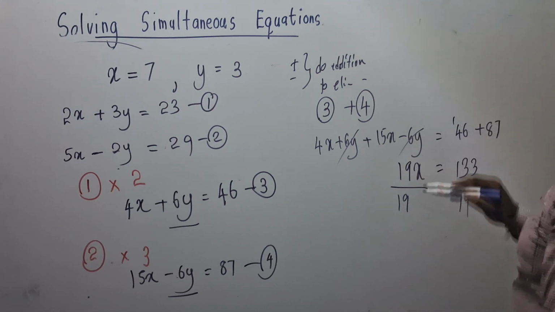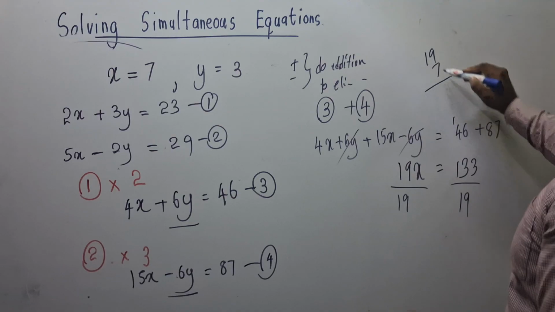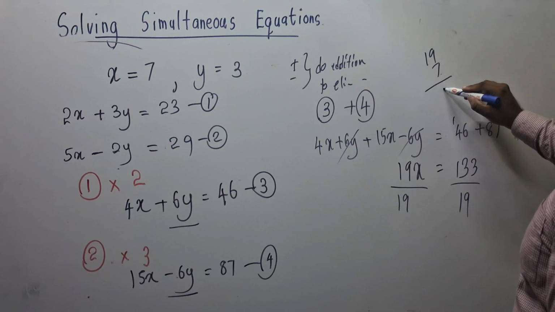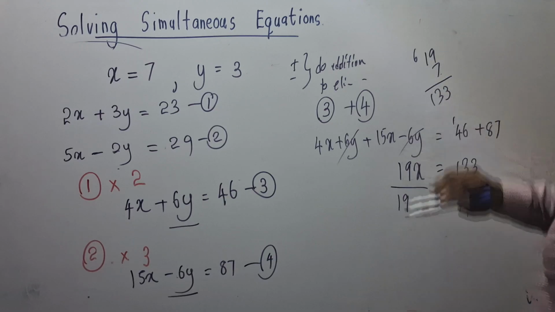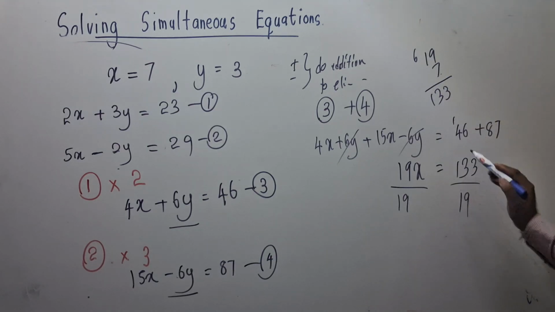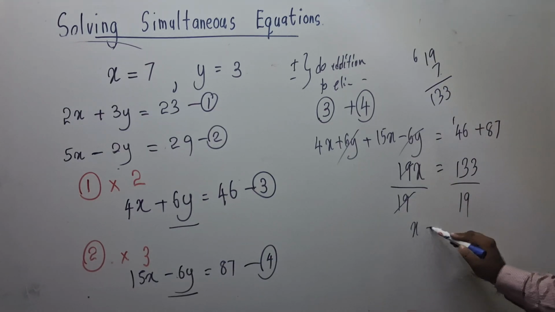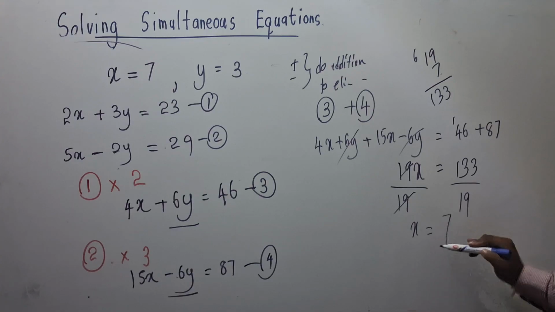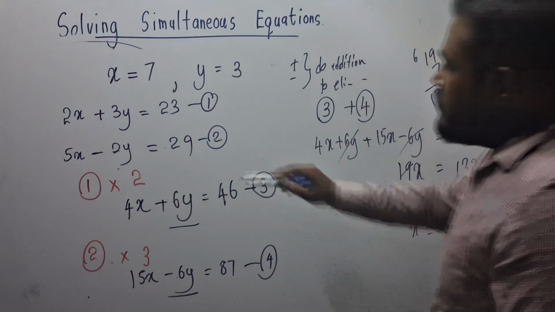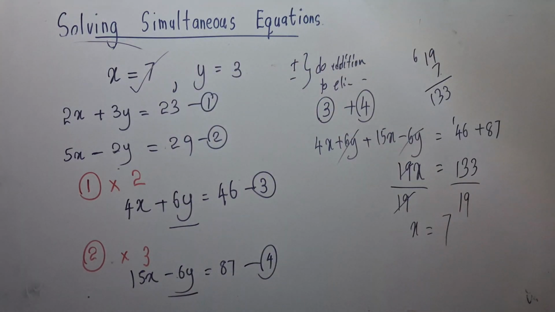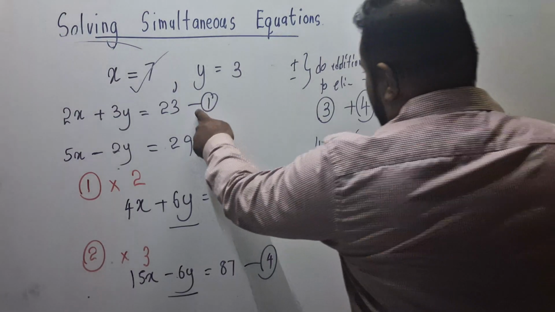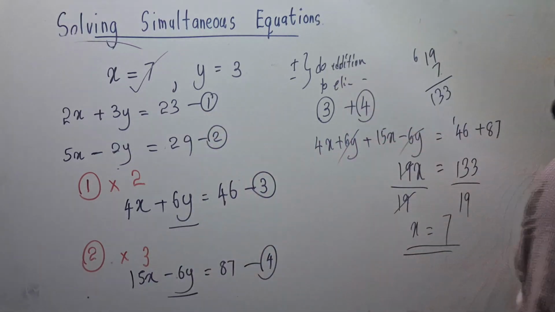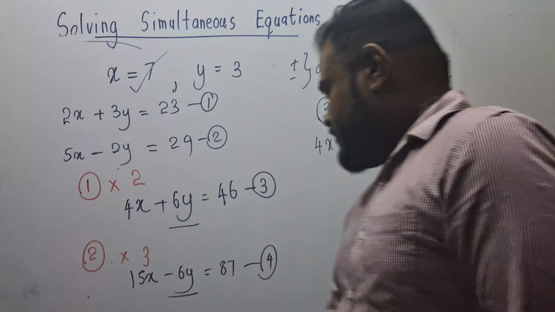Okay. What is 19 times 7? 9 times 7, 63. 1 times 7, 7, 7 plus 6, 13, so 133. So what's the answer? x is 7. As I told before, x is 7. Then what do I have to do? Substitute x equals 7 in equation number 1 or 2 or 3 or 4. You can use any equation.